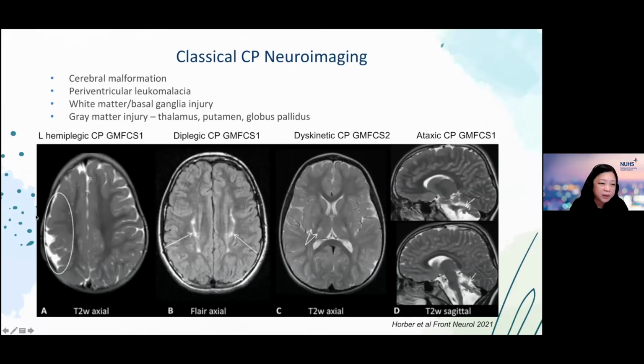If you follow with me on this image, on the left, this is a patient who has left hemiplegic cerebral palsy. You can see there's an obvious polymicrogyria on the right hemisphere, and that accounts for his symptoms. This is a patient with diplegic CP who has typical periventricular leukomalacia. This is a patient who has dyskinetic CP, with some gray matter changes in the basal ganglia and globus pallidus. And this is a patient who has ataxic CP, with atrophy of the cerebellum. And this is very much in keeping with the clinical signs.